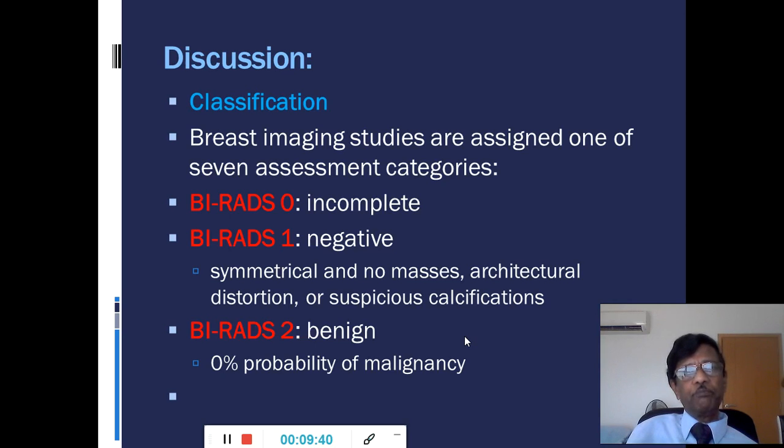In BIRADS classification, breast imaging studies are assigned one of 7 assessment categories. BIRADS 0 is incomplete picturization. BIRADS 1 is negative. The breasts are symmetrical, no masses are seen, no architectural distortion is seen, and no suspicious calcifications are seen. BIRADS 2 is benign, definitely benign. There is zero probability of a malignancy.